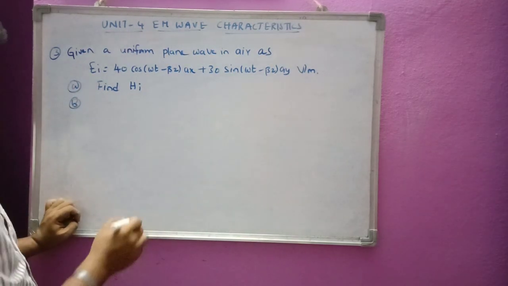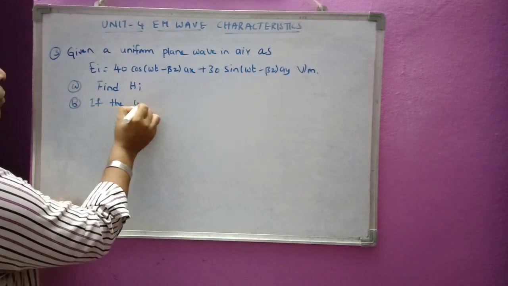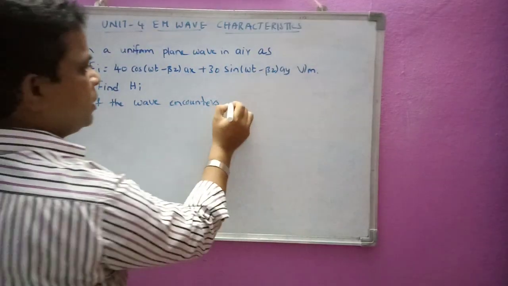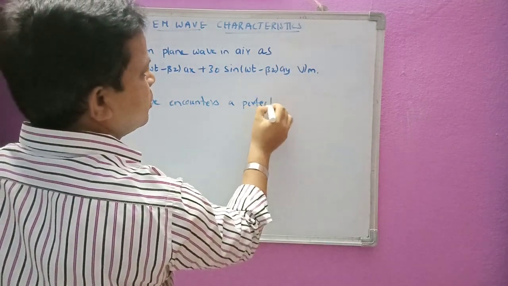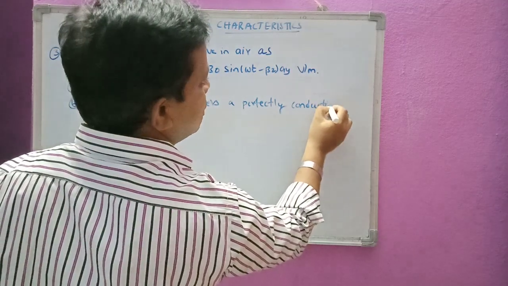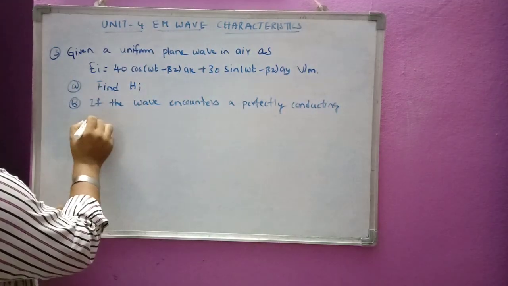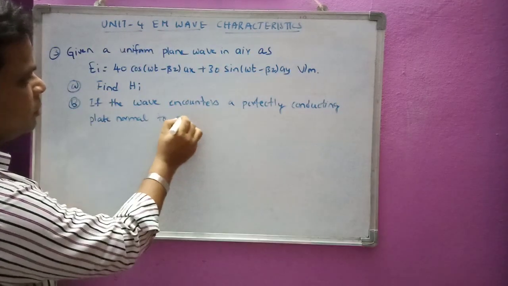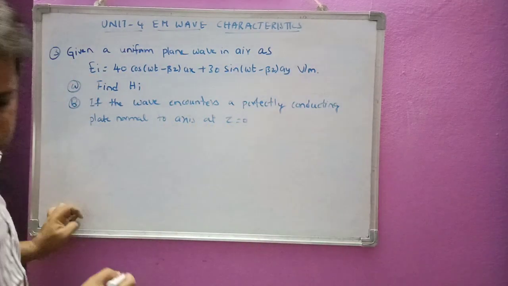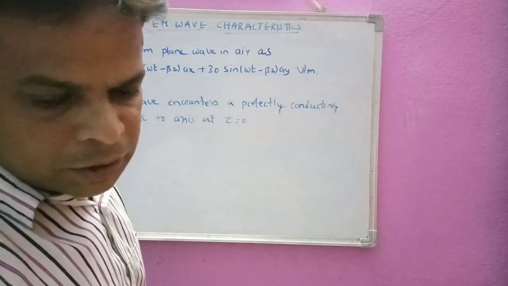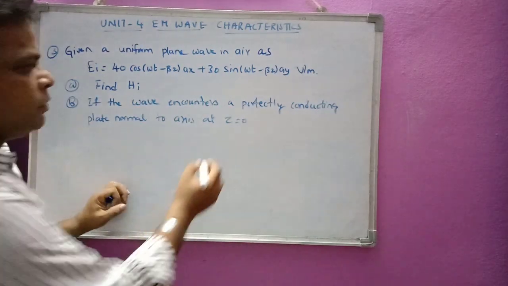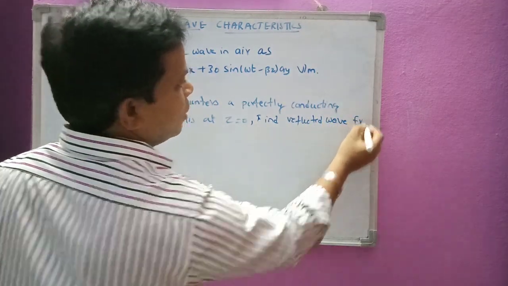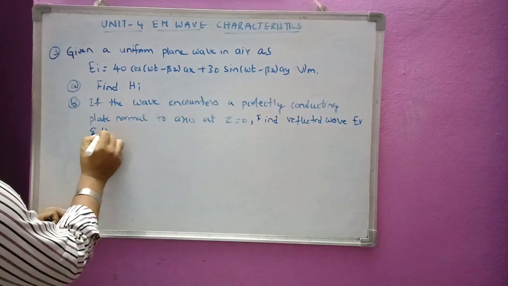And B, we need to find, if the wave encounters a perfectly conducting plate normal to the axis at z is equal to 0, find the reflected wave, ER and HR. So this is the B question.